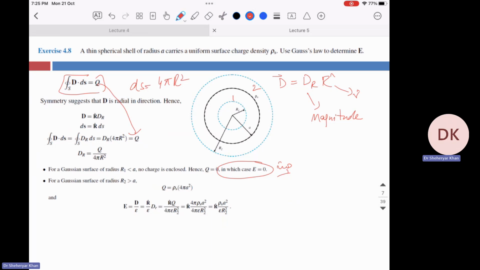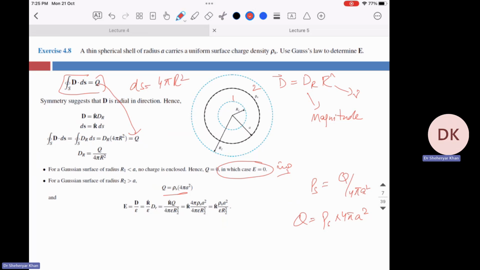For a Gaussian surface of radius r2 greater than a, that means above the surface, right? Above the surface, q is equal to rho s over 4 pi a square, because this is the formula of a charge. Remember, charge density equals charge per unit area, right? So we can directly sometimes write q is equal to rho s times 4 pi a square, not r square, because a here is the radius. Okay, so do not confuse.